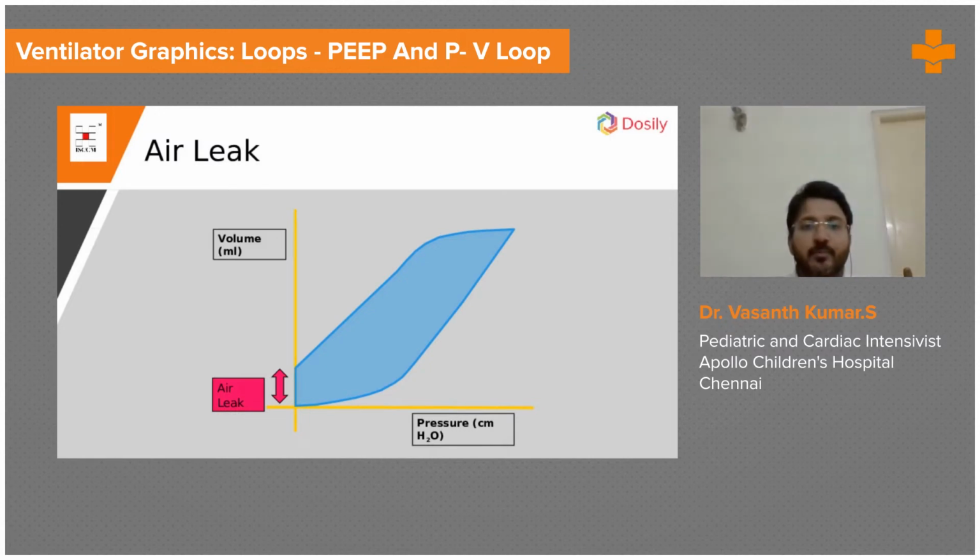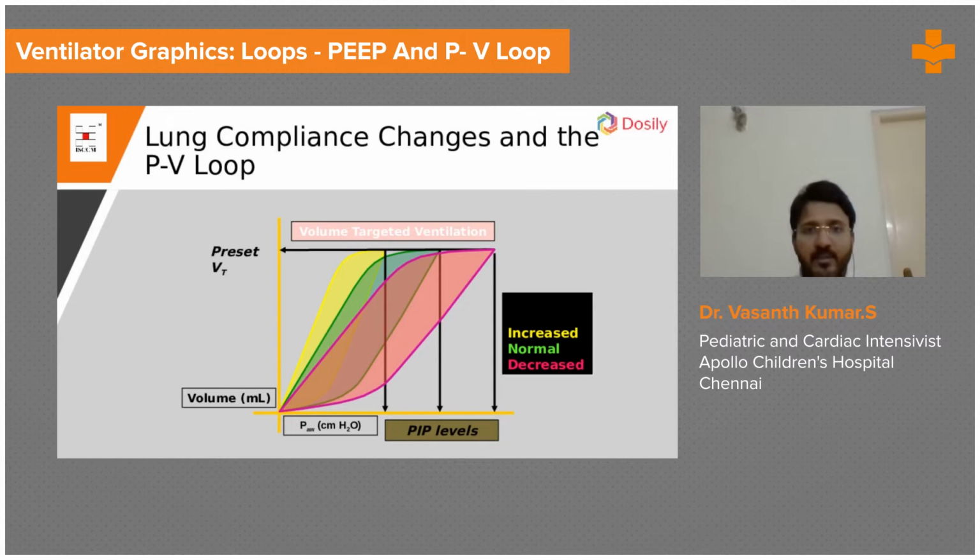Again, this is a volume graph. You see the inspiratory volume reaches, suppose, a value of 100 here. The expiratory volume is not coming to the baseline. You have a gap here, because so much volume is lost outside. That is called a leak. Always remember this in the volume parameters: it becomes a leak. So it's an important graph to be noted.